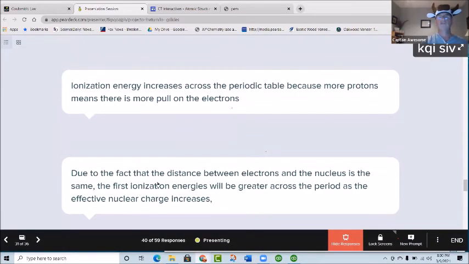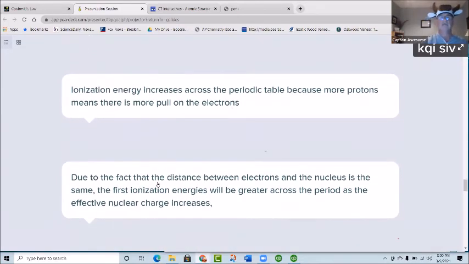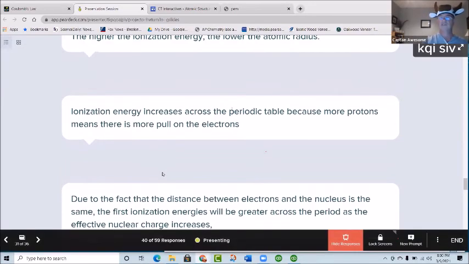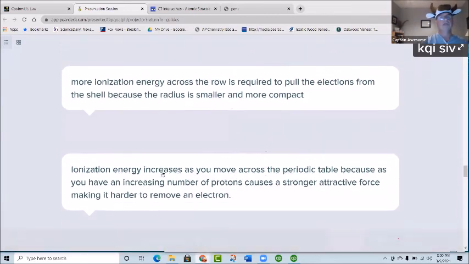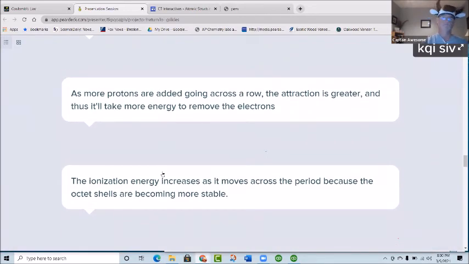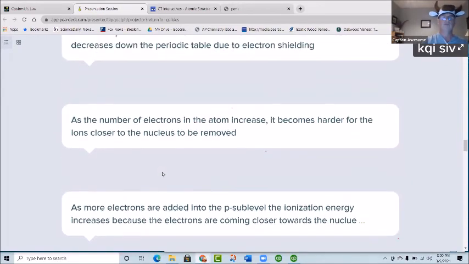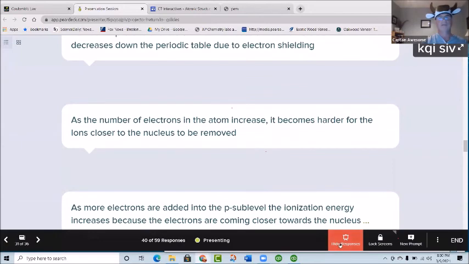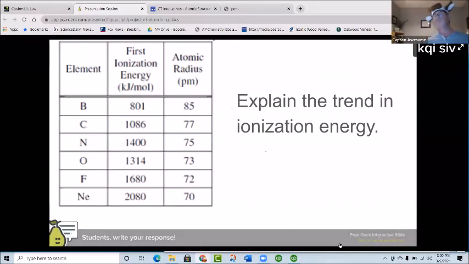All right, so I want y'all to be very careful that when you name drop, like here's an answer that says, as the effective nuclear charge increases, you want to make sure that the reader knows that you know what that means, right? Just name dropping effective nuclear charge sometimes is not quite enough to get you the point. So just be wary and be willing to go, okay, let me explain that a little bit better. So effective nuclear charge is a fancy way of saying you have more protons pulling on the electrons.